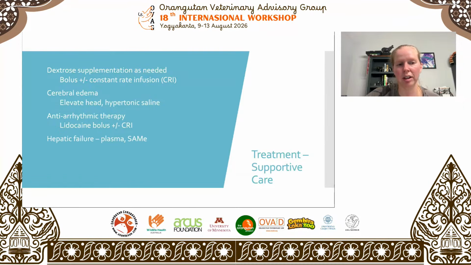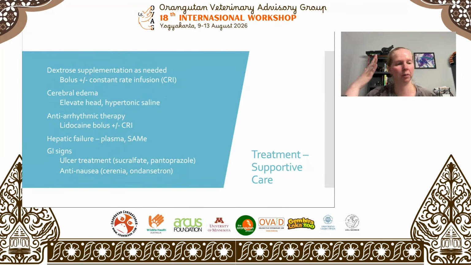They might need dextrose if their glucose is going really low when all of this is happening. We might need to keep them elevated with their head above the rest of their body if they seem to have brain swelling. Hypertonic saline can be really good to help them with that. We'll talk about lidocaine with anything that might be going wrong with their heart. We might need to support their liver if it's not happy based on everything that's going on. And in any of these disease processes, it's generally a good idea to treat them for any nausea.